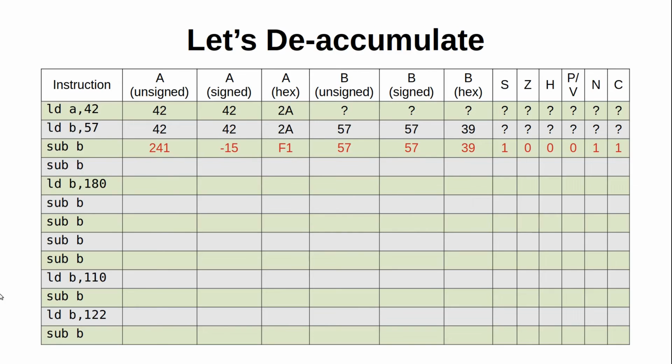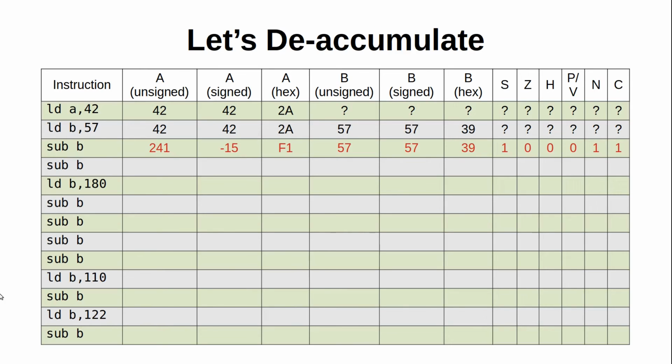42 minus 57 is negative 15, which is perfectly fine as a signed 8-bit value, but it will result in the carry bit being set to indicate that a borrow is required, and the unsigned value of the lower 8 bits of the difference is 241. As expected, the S bit is set because of the negative difference, and the N is set because this was a subtraction, and we can expect it to stay set through the remaining instructions.